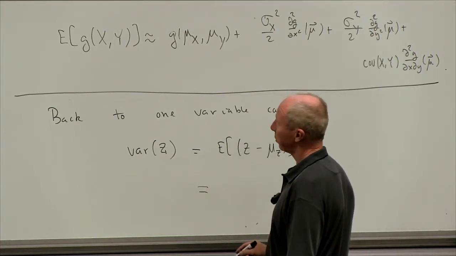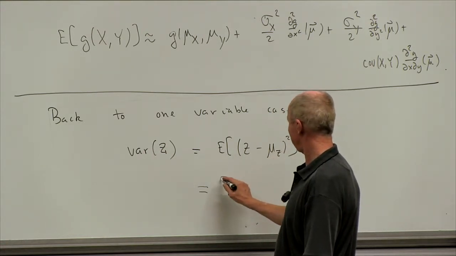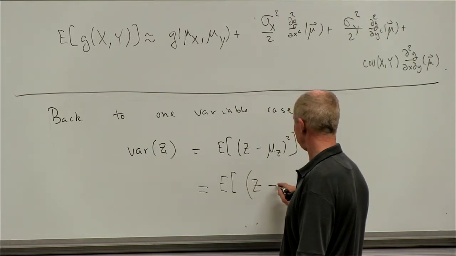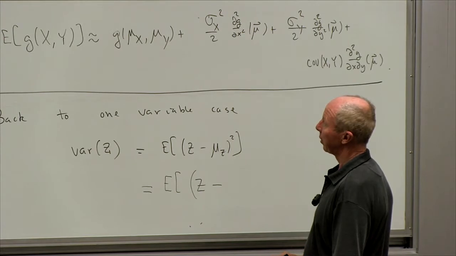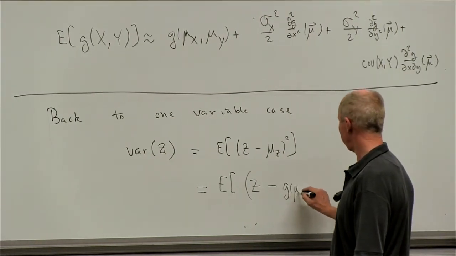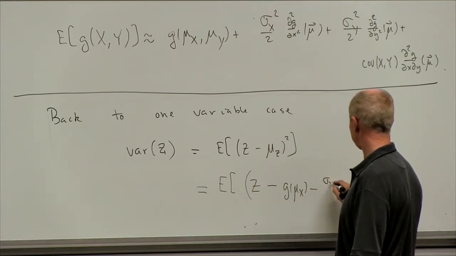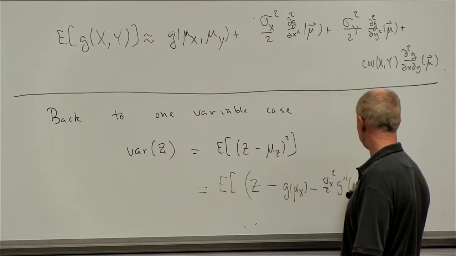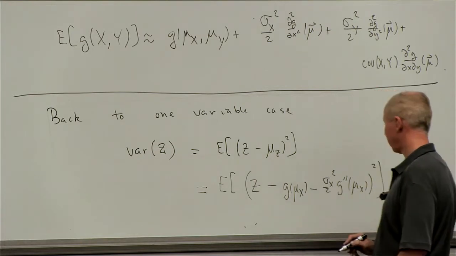Well, what did we approximate this by? That's approximated by g of mu sub x minus sigma x squared over 2 g double prime of mu sub x. We square that.